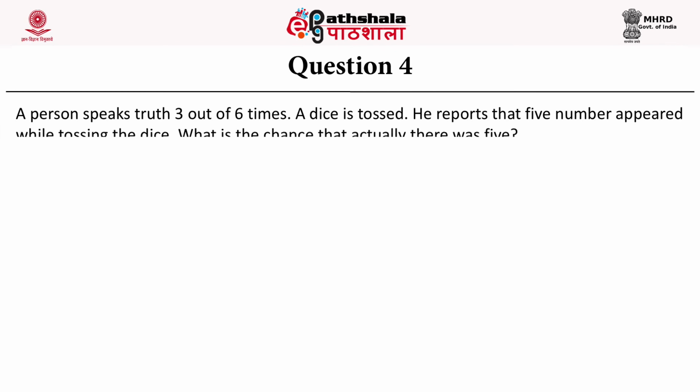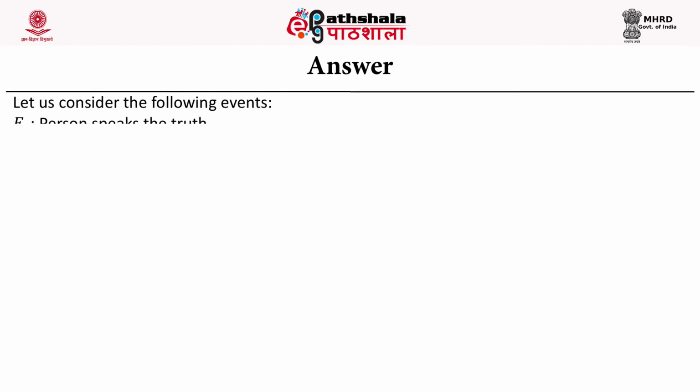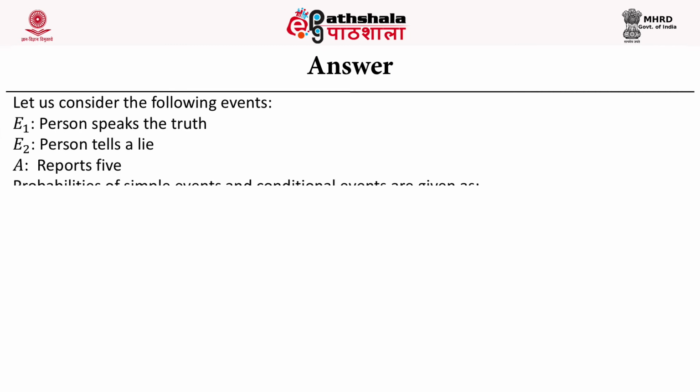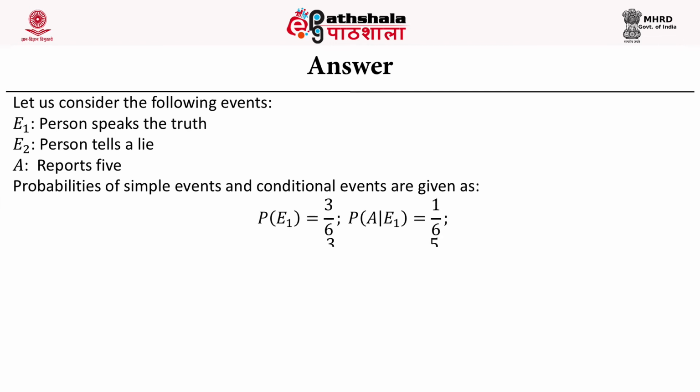Now we have an example to apply Bayes theorem. A person speaks the truth 3 out of 6 times. A dice is tossed. He reports that the number 5 appeared while tossing the dice. What is the chance that there was actually a 5? So let us consider the following events. E1 represents that the person speaks the truth. E2 represents that the person tells a lie. Third, event A is that he reports 5. Probabilities of simple events and conditional events are given as probability of E1 is equal to 3 by 6.